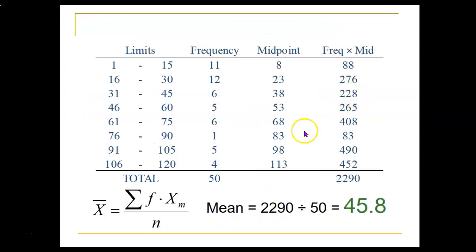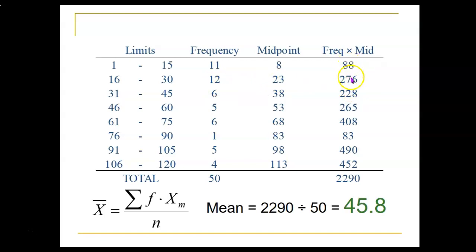So here's one example that's already worked out. This is based on one of the example frequency distributions that we saw in the last chapter. This part we've already seen. The limits, the midpoints, the frequency. This last column is new, but it comes from taking the frequency times the midpoint in each row. So 11 times 8 is 88, 12 times 23 is 276, and so on.